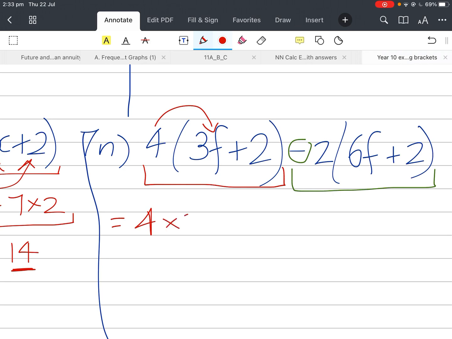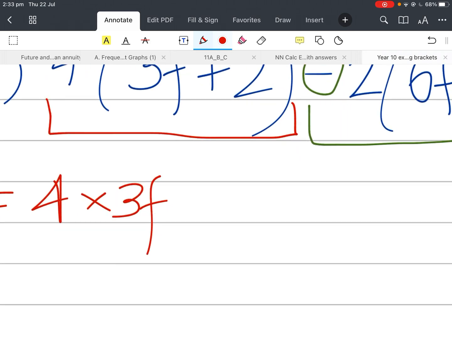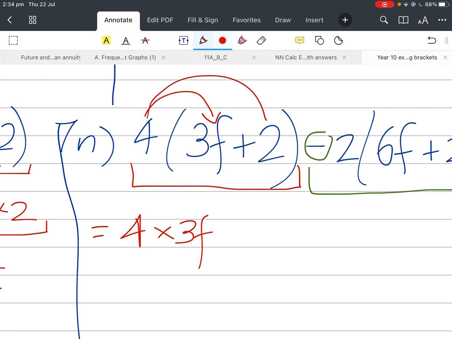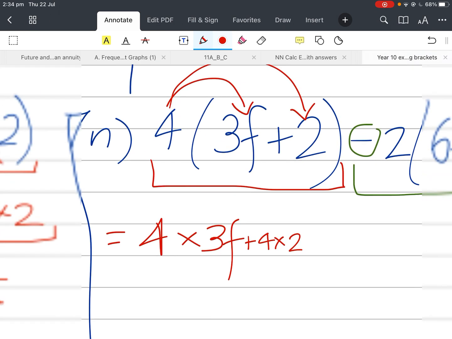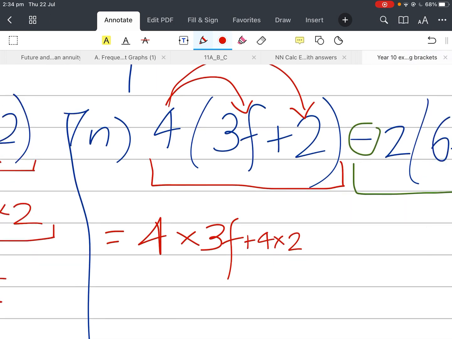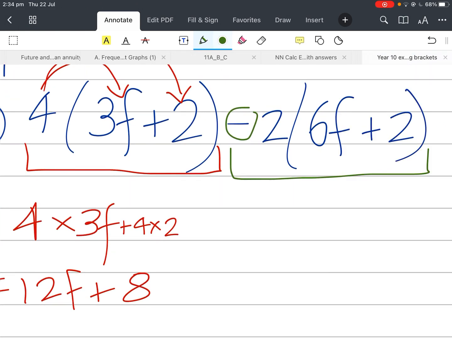4 times 3f is my first working out. Then 4 times 2. I am running out of room, so I've just got to write a little bit smaller. Okay, so there we go. 4 times 3f, I've written that down, 4 times 2. I'm just going to work those out first. So let's do 4 times 3. 4 times 3 is 12f, plus 4 times 2 is 8. All right, so we've done the first set of brackets. Let me get my green pen now. Let's do the second set of brackets.